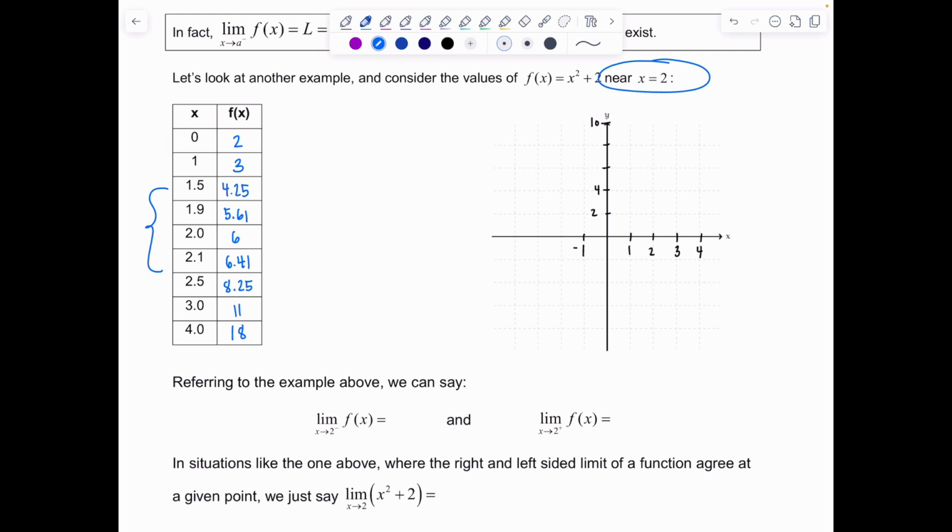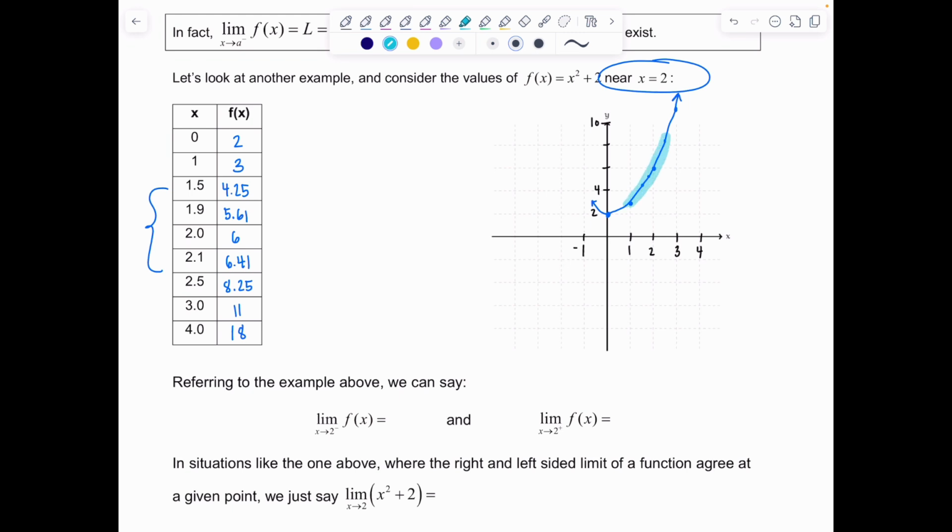Okay, so we've got 0, 2, 1, 3, 1.5, 4.25, 1.9, 5.61, and then 2 is 6, 2.5 is 8.25, 3 is 11. Okay, that's way out there. I'll just draw this much. That sounds good. And then we know it keeps going, but right now they told me we're interested in all the values near x equals 2. So just here in this portion, we're really just going to focus on this piece here.